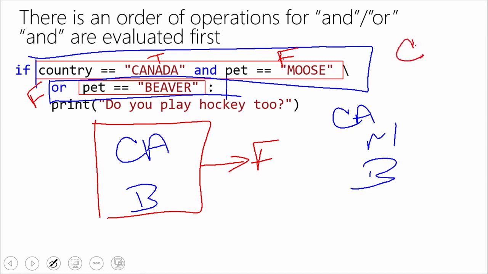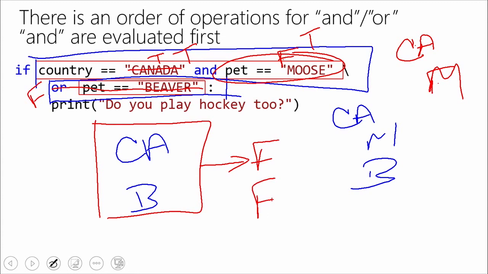If I go in and I say Canada and I say moose, that's going to test as true. This sort of becomes irrelevant. It's going to test as false, but we've got a true. So that is going to come out as true over here. Okay. So what we want to make sure of is that if it turned out that you were in the US, but you had a beaver.